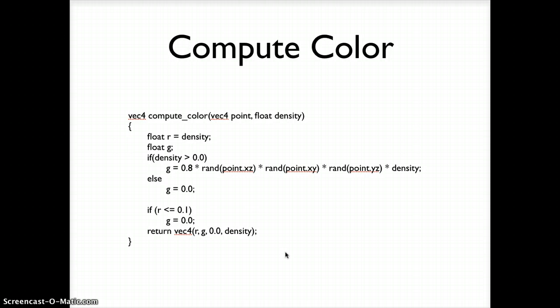Computing the color becomes pretty simple once you know where the point is and where the density is, at least in the example I have here. This is one of several different color computing methods I've written as I've been experimenting with hypertexture. In this case, I'm just modulating the green value based on the density and the red value based on the density. We'll see a couple examples of this at the end of this presentation.